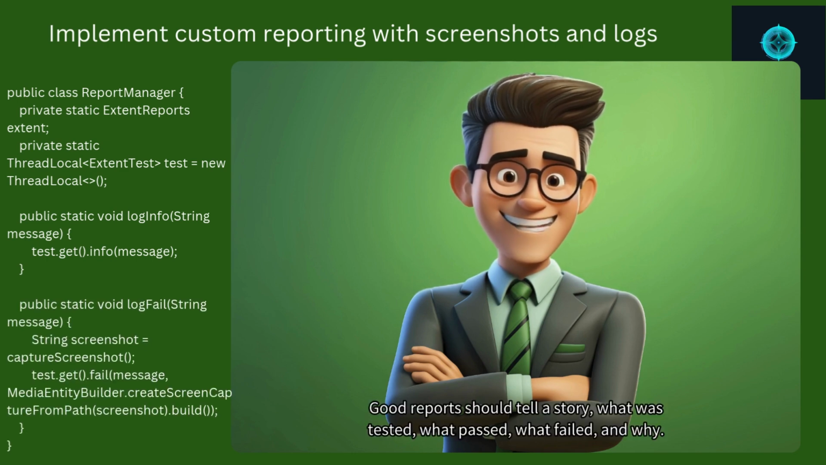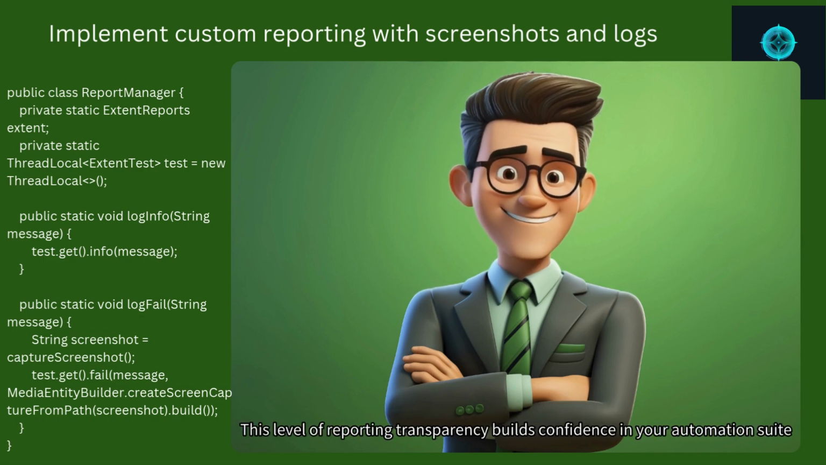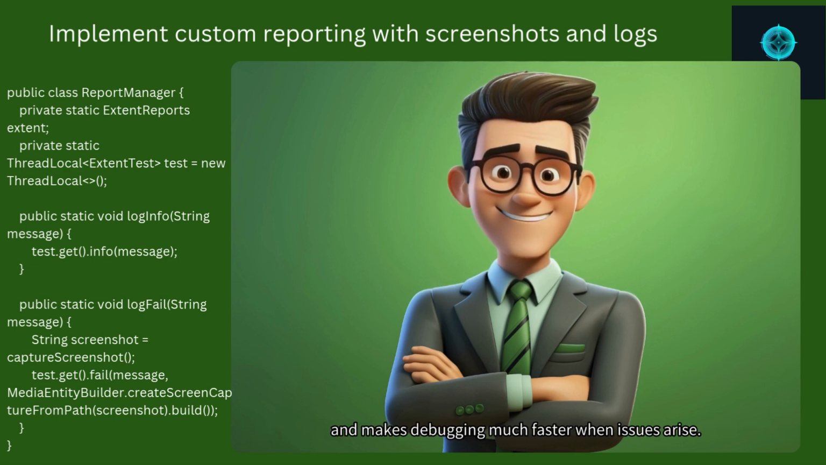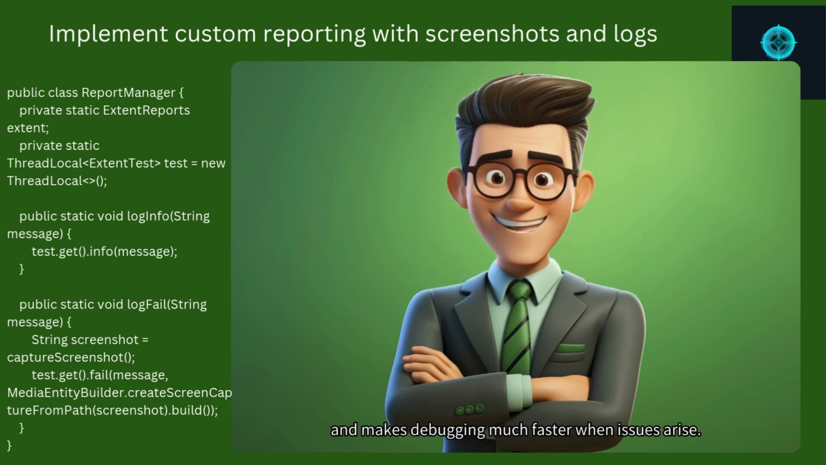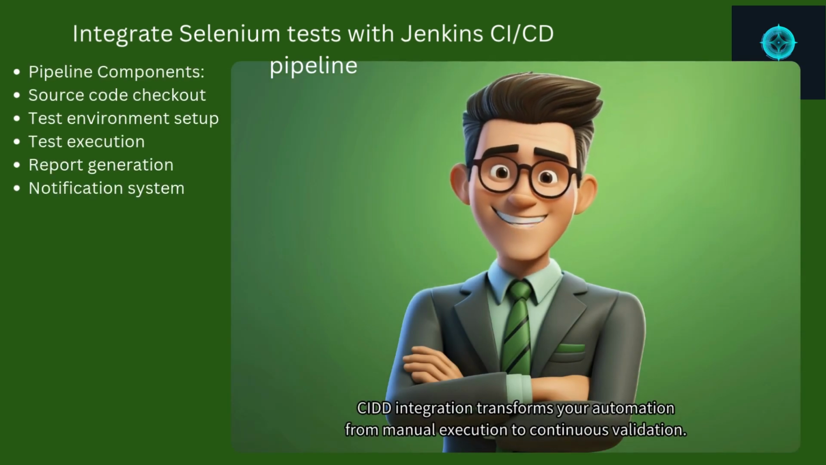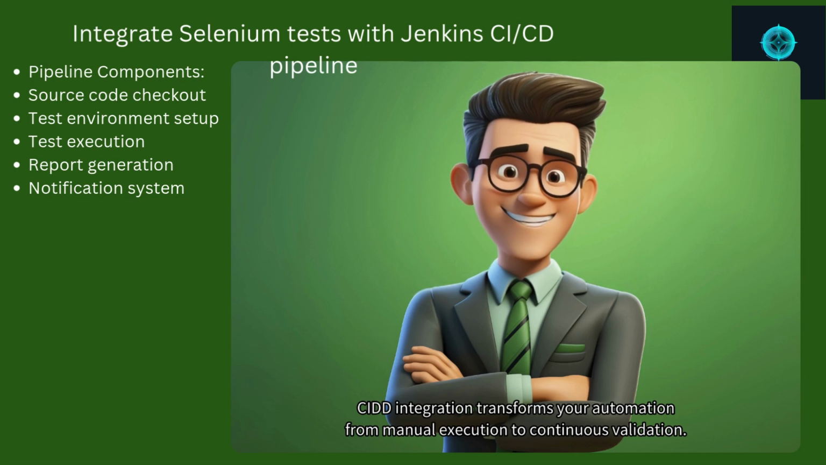Good reports should tell a story: what was tested, what passed, what failed, and why. This level of reporting transparency builds confidence in your automation suite and makes debugging much faster when issues arise. CI/CD integration transforms your automation from manual execution to continuous validation.